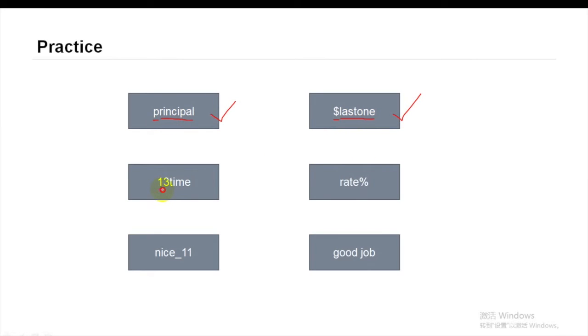The next one, the initial is 1, not a character, not the underscore or dollar symbol. It's a number, so it doesn't work. Let's look at the next one. The initial is a character. Right, but the remaining part has a symbol, so it does not work. Next, the initial is a character. The remaining is a mixture of characters, underscore, and numbers, so it will work.